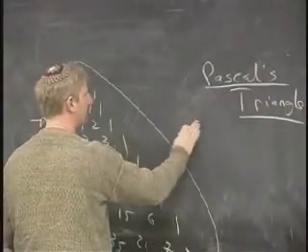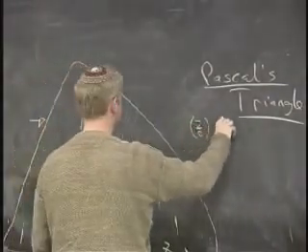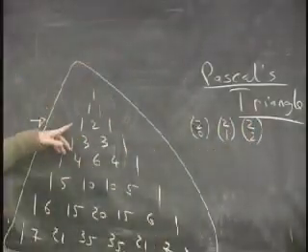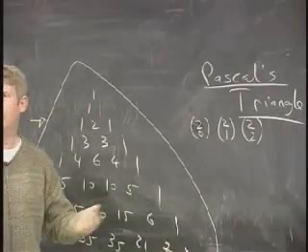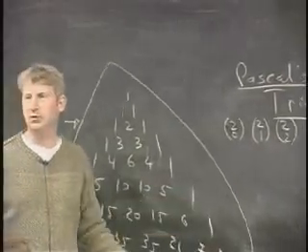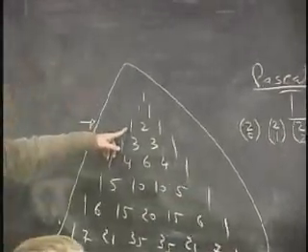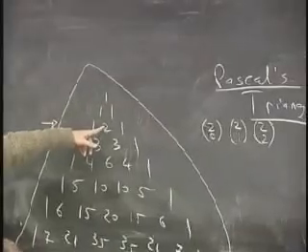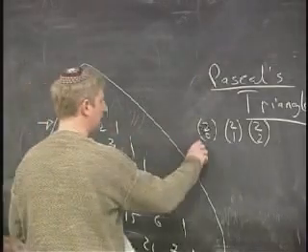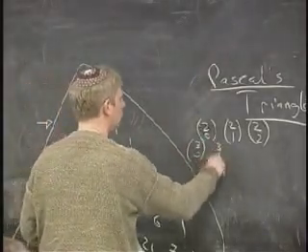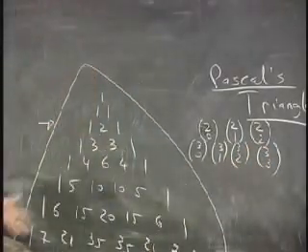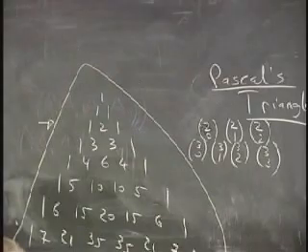This row is 2 choose 0, 2 choose 1, 2 choose 2. 2 choose 0 is, oh, what is 2 choose 0? How many ways are there of choosing nothing from a set of 2? Well, there's one way to choose nothing. You choose nothing. So 2 choose 0 is 1, 2 choose 1 is 2, and 2 choose 2 is 1. The next row is 3 choose 0, 3 choose 1, 3 choose 2, and 3 choose 3. It's a table of all the binomial coefficients.